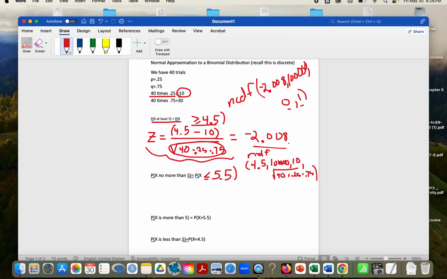I'll do it real quickly just to double check. So second vars. Oh, sorry. Second vars. Normal CDF. Our lower is going to be 4.5. Our upper is going to be very large. Our mean is 10, and our standard deviation is the square root of 40 times 0.25 times 0.75.